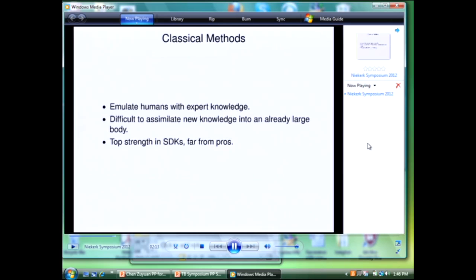Classical methods try to emulate the process that humans follow by encoding Go knowledge and using it to evaluate a position. However, as every aspiring Go player knows, while improving in the beginning is relatively easy, it gets harder and harder to assimilate new knowledge as one gets stronger. And in fact, humans are particularly good at assimilating new knowledge. These classical approaches only manage to achieve a relatively moderate level of strength, typically in the single-digit kyus.